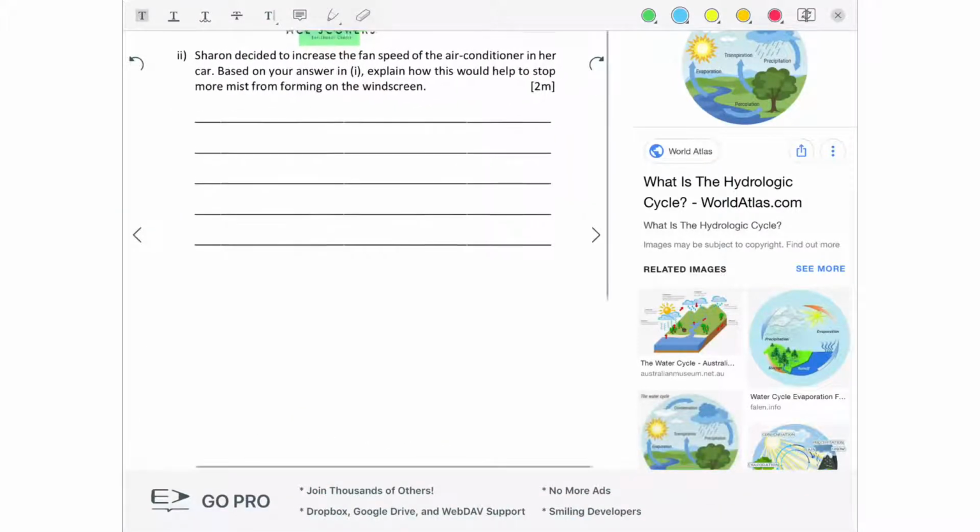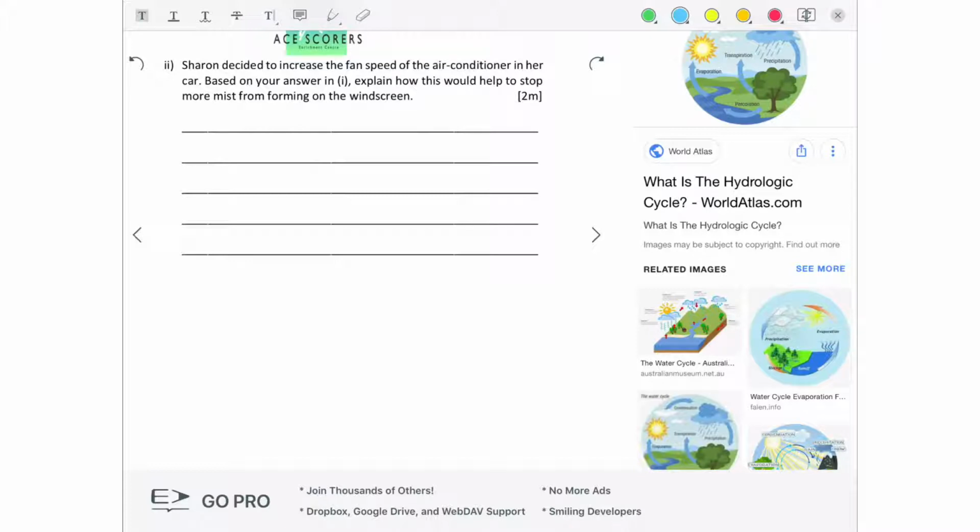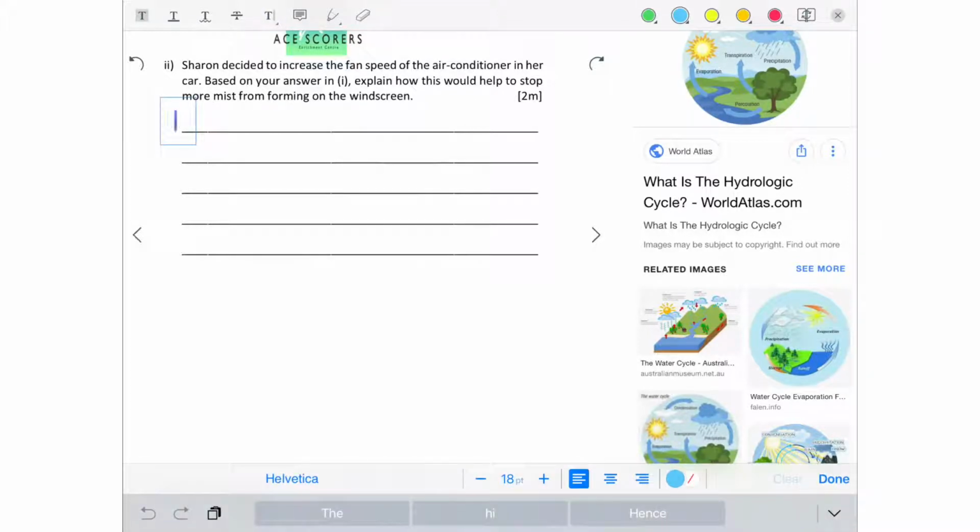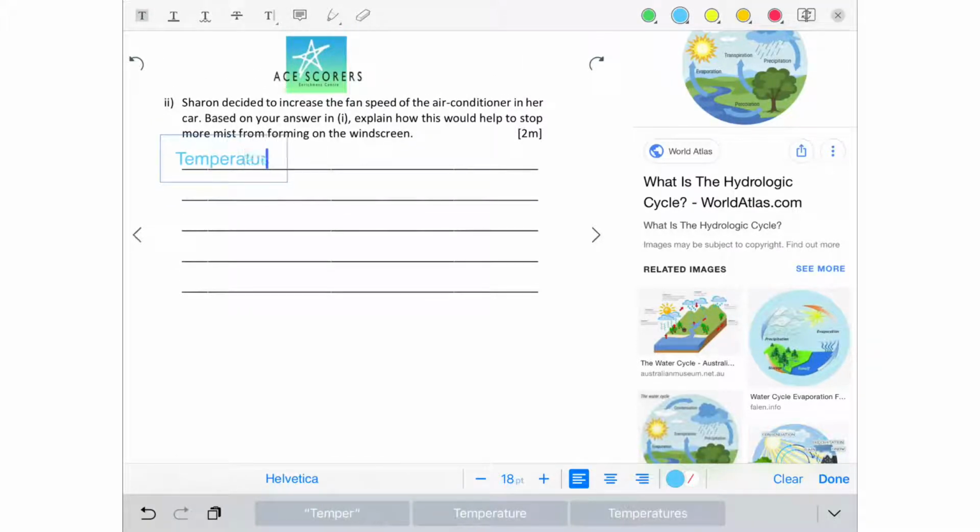Okay, so Sharon decided to increase the fan speed in the car. Based on your answer, how would this help to stop more mist? So just now outside was colder than inside. Now she increased the fan speed. What's going to happen when she increases the fan speed? The temperature inside will be colder. And then what happens? The mist would disappear.